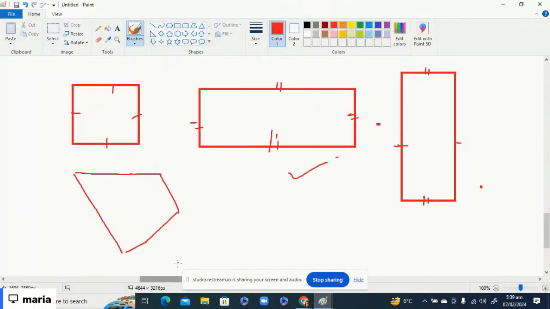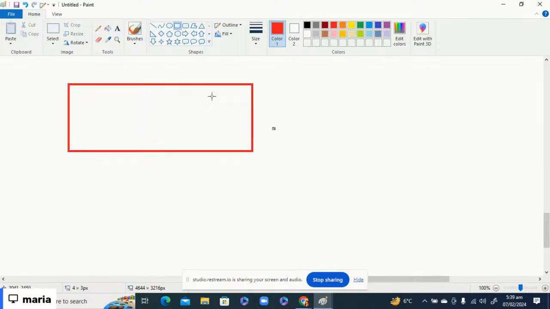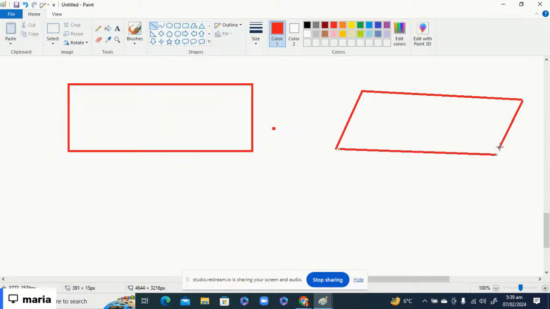What is the difference between the rectangle and the parallelogram? Look, this is a shape of a rectangle. It has straight lines in this way. Now your parallelogram is a little bit shaped like this way. A little bit these sides are different. So this rectangle becomes a parallelogram.